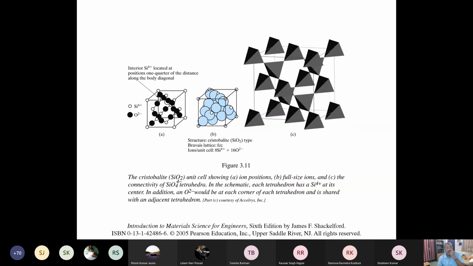This is another structure called the cristobalite structure. Cristobalite is a silicate. The Bravais lattice is face-centered cubic. We have a tetrahedron, with 4 corners. Silicate tetrahedron, SiO4 4-. At the 4 corners of this tetrahedron we have an oxygen ion, and the silicon ion sits in the center.